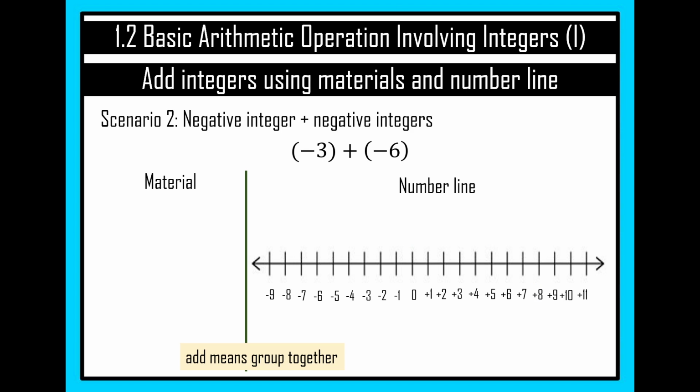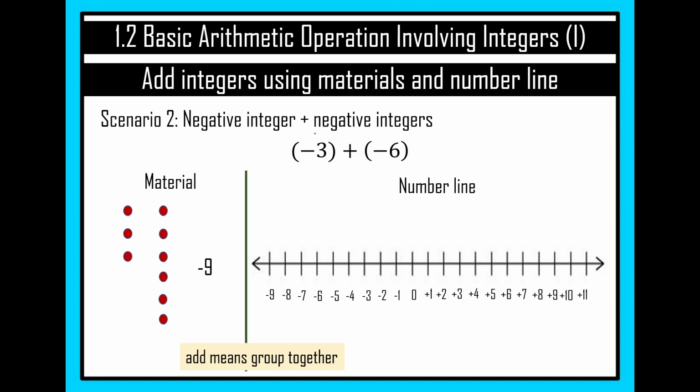Second scenario is when a negative integer plus add a negative integer. So for example, -3 add -6. So -3 means that I need 3 red circles, and then -6 means I need 6 red circles. Plus means I need to group them together, and when I group them together, I get -9.